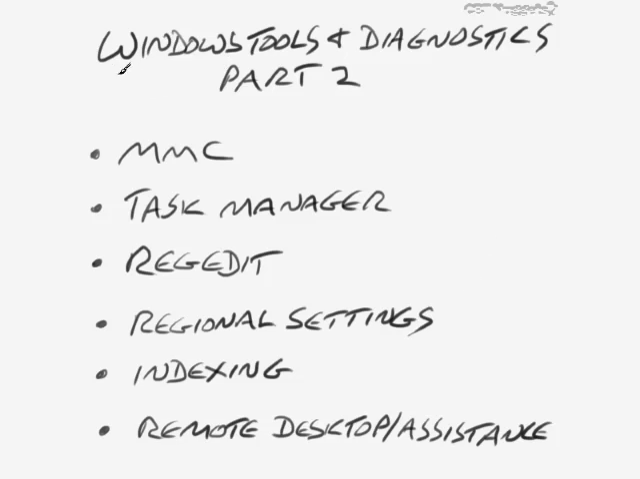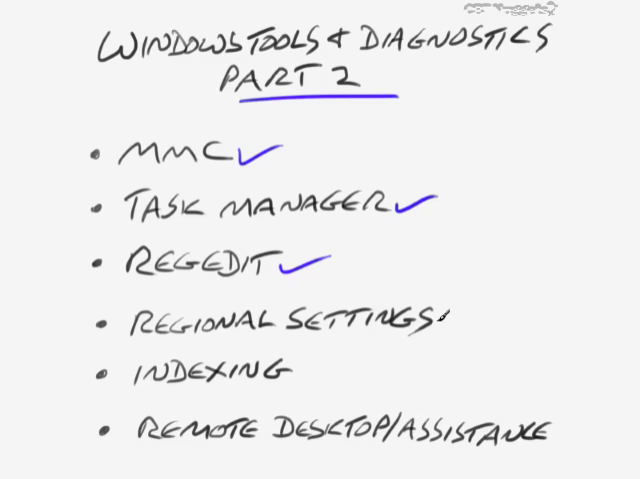In this nugget, we took a look at Windows tools and diagnostics. This was part 2, where we started off by taking a look at the MMC console. Remember, this is something that we already have in a lot of ways in Computer Management, but you can also customize this and save it for your own preferences. We also took a look at Task Manager, which is a great way to look at what's going on in the system currently to see the various applications, services, users, and to be able to terminate things as well.